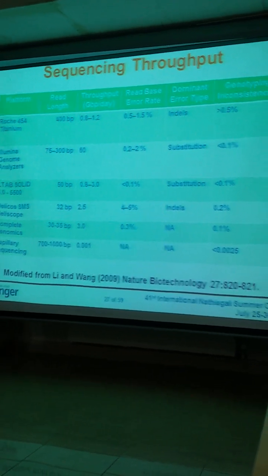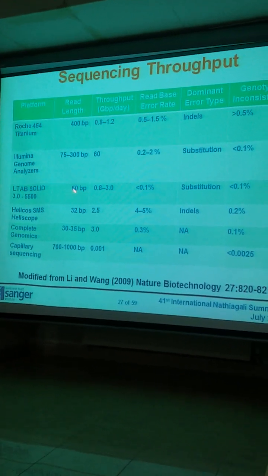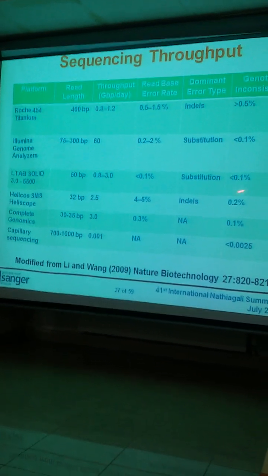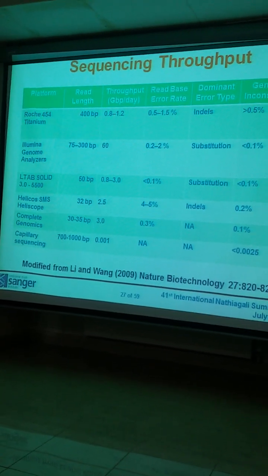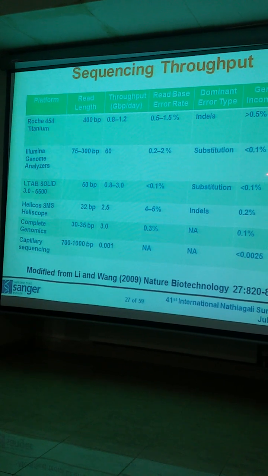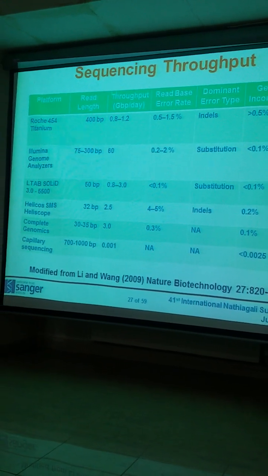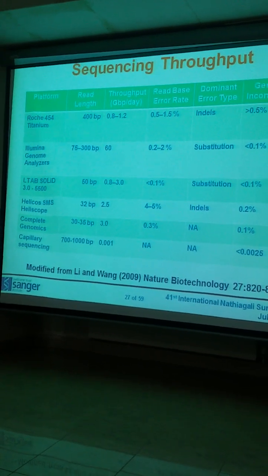SOLiD is the one where you've got read lengths of up to 50 base pairs at maximum, but its error rates were pretty high. Although they claimed it was less than 1.1%, it was never the case, at least at Stanford when they used it. And that's why the 1,000 Genomes, after the pilot phase, decided not to use SOLiD sequencing.